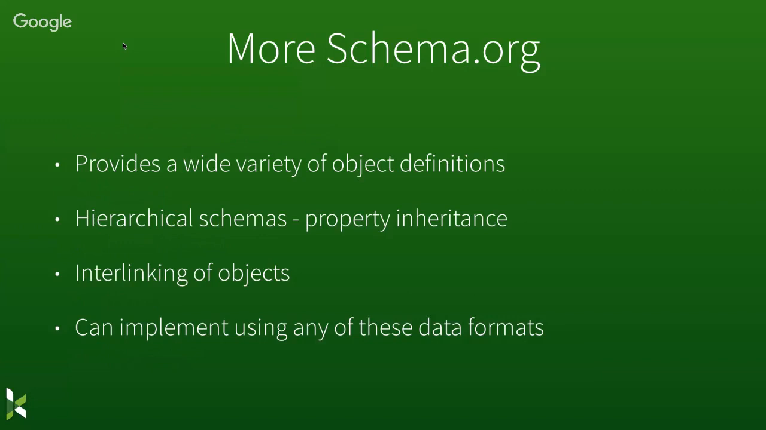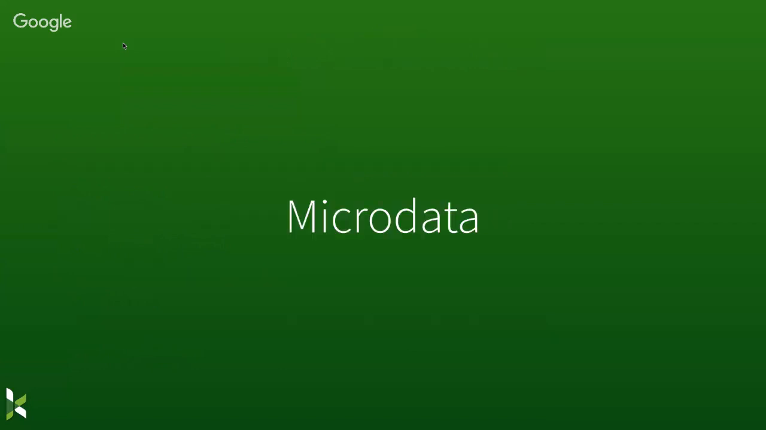Schema.org itself provides a really wide variety of these object definitions. And these schemas are hierarchical. If you are familiar with object-oriented programming concepts, there's an inheritance factor here with schema. So you're going to start with very, very high-level properties, and you're going to get more and more specific. The more specific you get, you can interleave and nest these objects. So you can have contact within the context of something else. And you can implement them using any of these data formats that we're going to talk about.